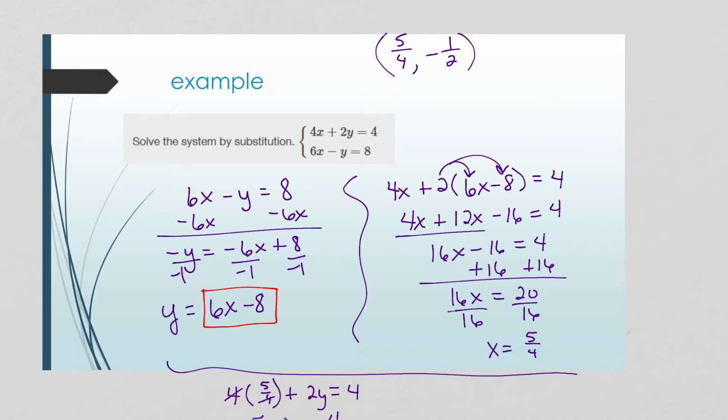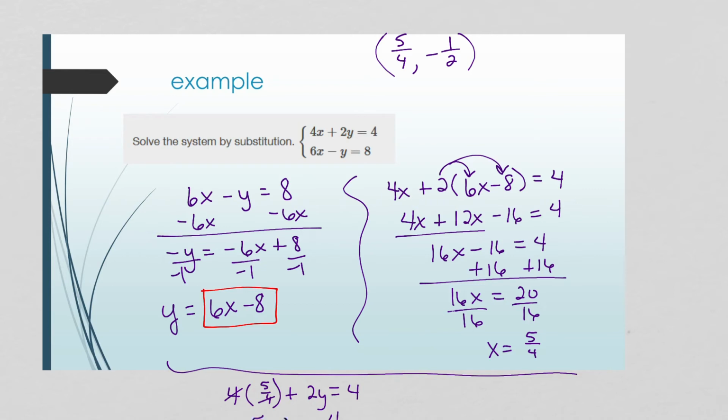But here's what I would do. I would grab my calculator and I would type this in. So here's what I'm typing in. I'm going to type in 4, then I'm going to hit times 5/4, and my calculator does fractions. If you don't have one that does fractions, you should get one, and I've got it in the syllabus, the one I recommend. And then I hit plus 2 times, and now I'm going to type in -1/2. And then I'm going to hit equals.